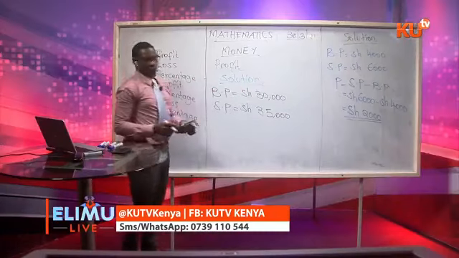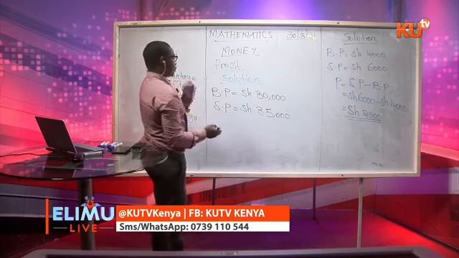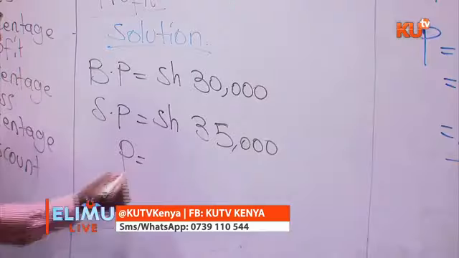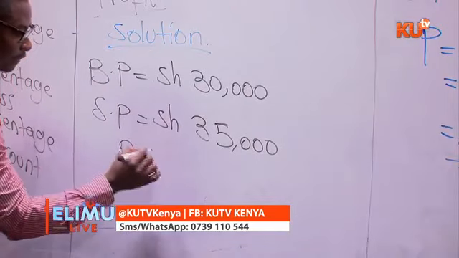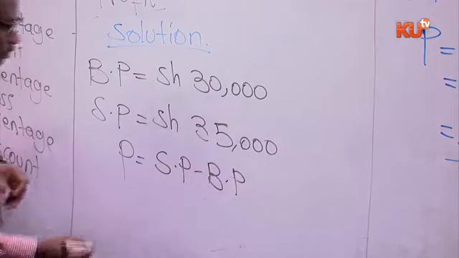So we are being asked what profit was made from the sale of that television. So we come to our formula. Tell me the formula from home. I believe you're saying profit is equal to selling price minus buying price, correct?